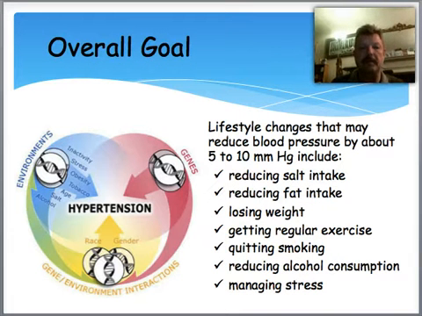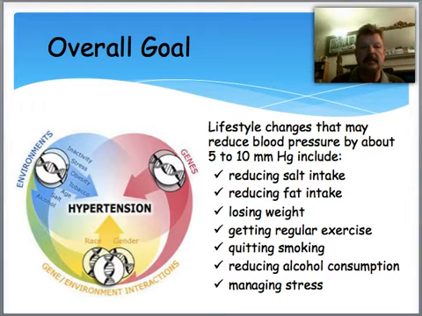Lifestyle changes that may reduce blood pressure by about 5 to 10 millimeters of mercury include reducing salt intake, reducing fat intake, losing weight, getting regular exercise, quitting smoking, reducing alcohol consumption, and managing stress.